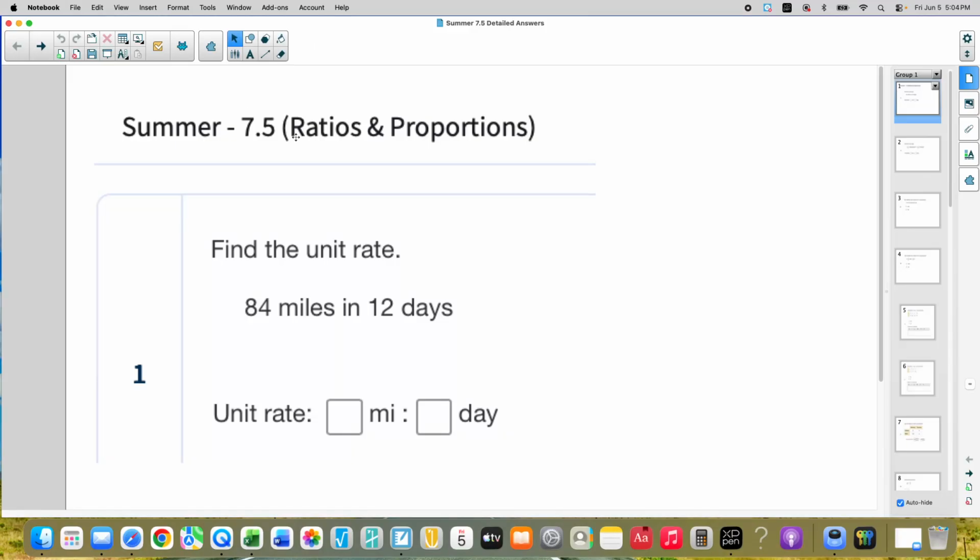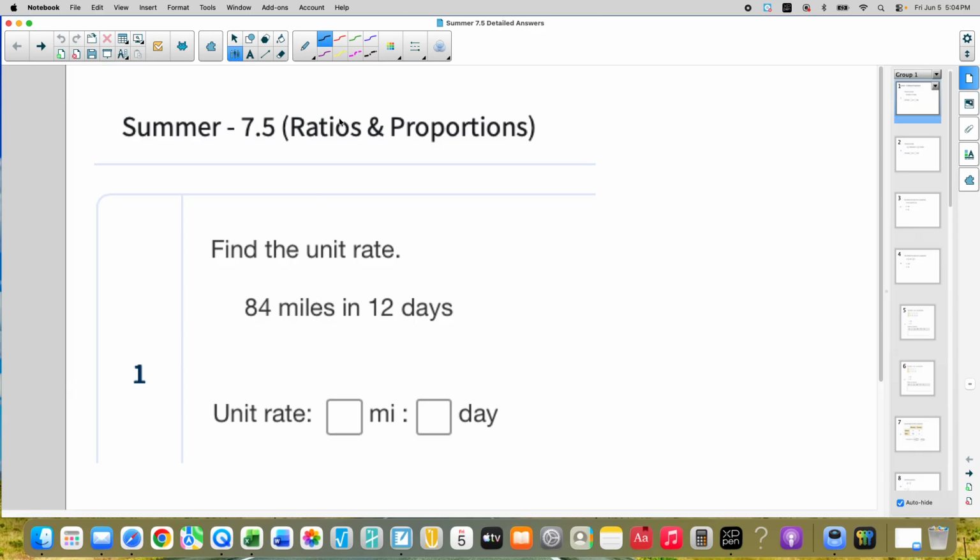Okay, here we have summer chapter 7.5. I guess that's grade 7, chapter 5, ratios and proportions. We have find the unit rate. Unit rate is like miles per gallon, per 1 gallon, dollars per gram if you're buying food. It's a single unit.